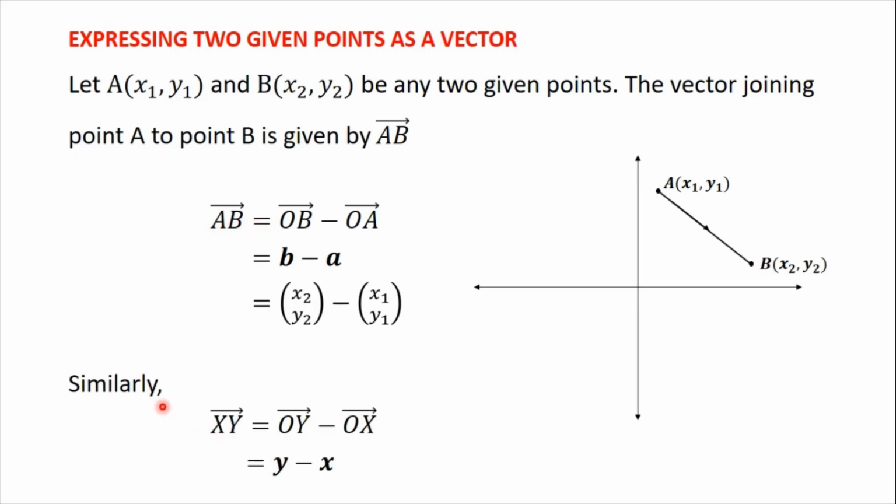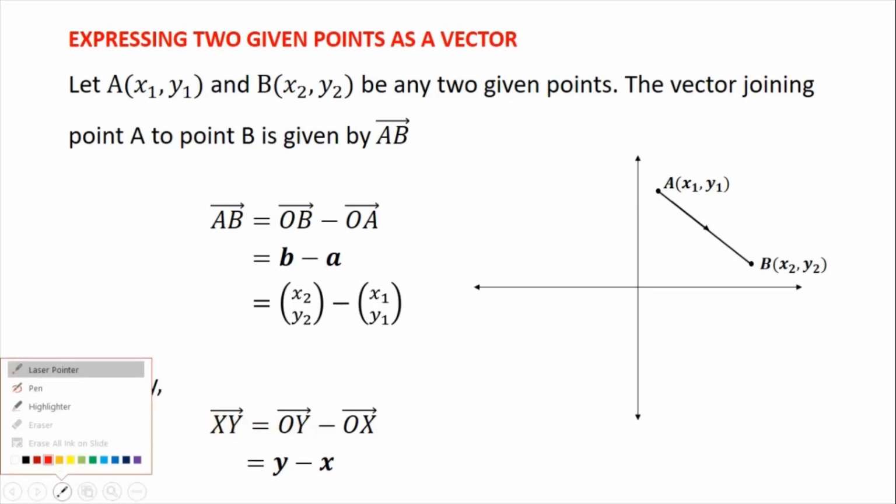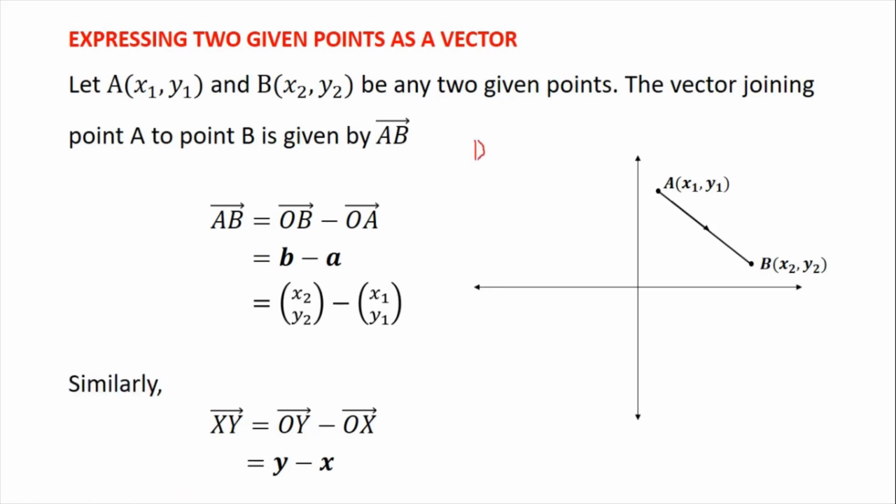Similarly, if you have the vector XY, it's the same as position vector OY, the second point, minus position vector OX, the first point. So it is always the second point minus the first point. If you have the vector DF, it's going to be vector OF minus vector OD, and this will give us position vector F minus position vector D.